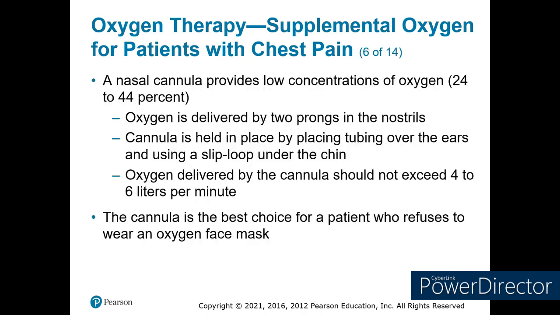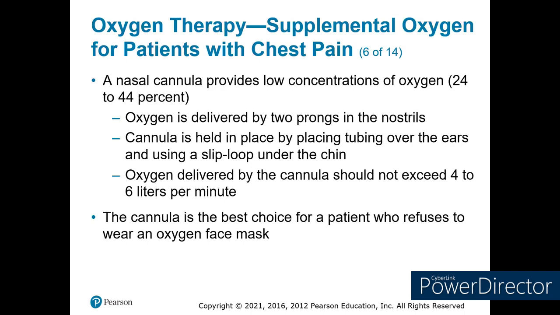Nasal cannula gives you around 24 to 44% oxygen. Normal air is 21%, so just a little bit higher. Put the little prongs in the nose. They don't go over the forehead or the bridge of the nose like you see the people in Walmart doing. You take the tubing, wrap it around the ears, and come back underneath the chin with a little slip knot, and that's how you get it to stay on. Do not put more than 4 liters on these. You can go up to 6, but 4 is a good maximum to keep in mind.